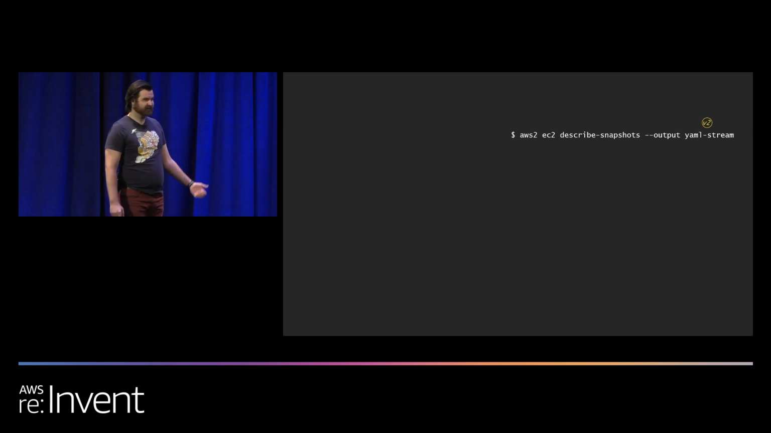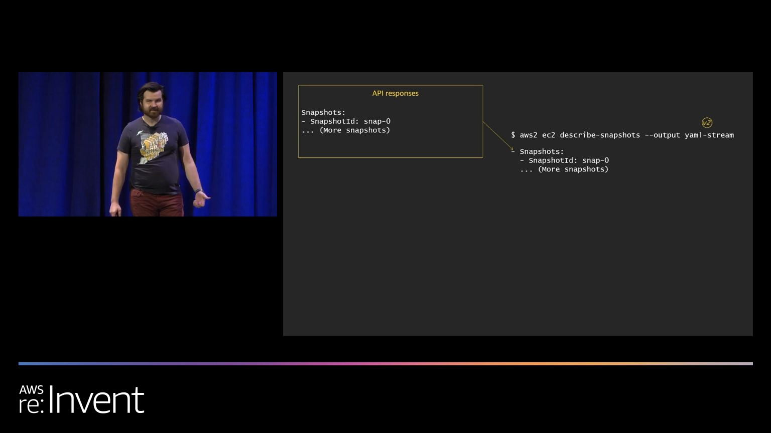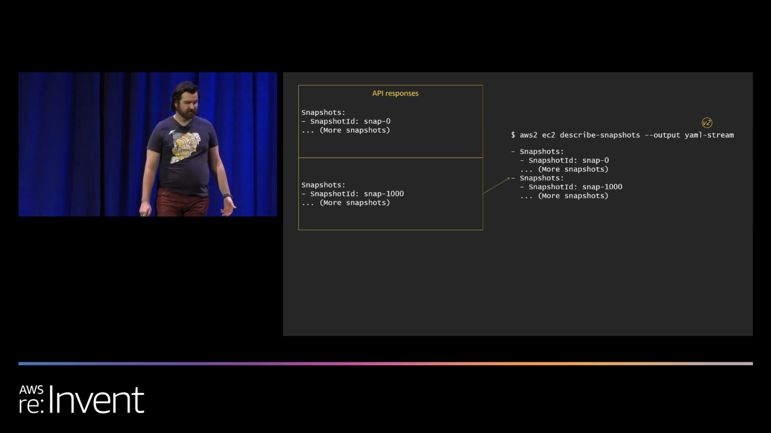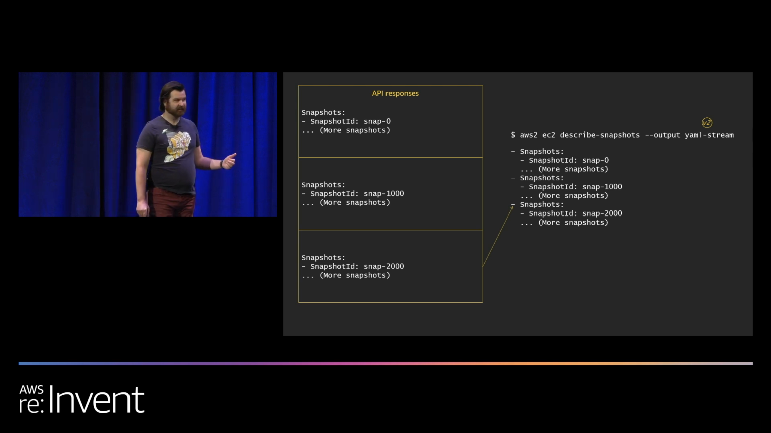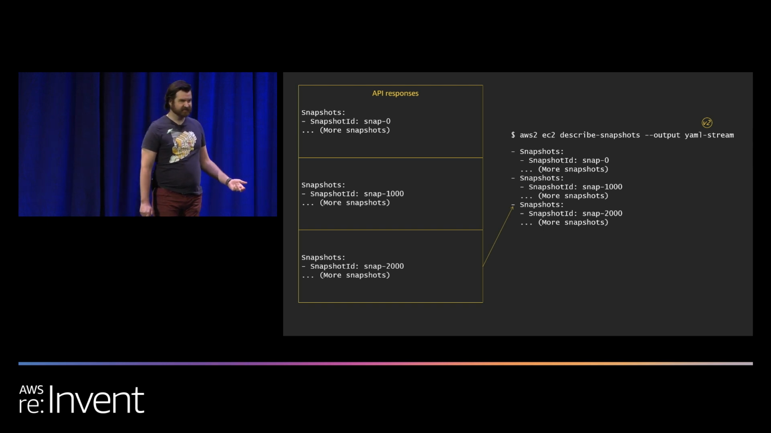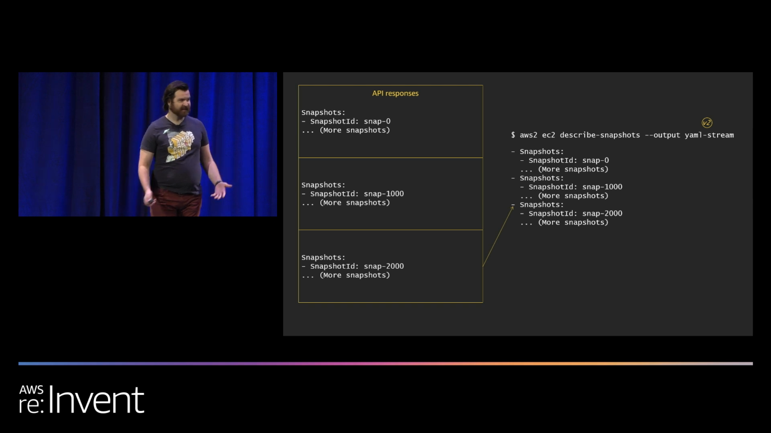And the idea of YAML stream is as these responses are coming back, they'll be streamed to standard out. So looking at the responses, the CLI will immediately print out the first response coming back from this paginated operation. It will also print out the second one and also the third one. And when you combine it with the fact that we're redirecting this output to a pager, it becomes really powerful because immediately as these responses are coming back, you can use the built-in pager functionality to search through the data and try to find what you're looking for.